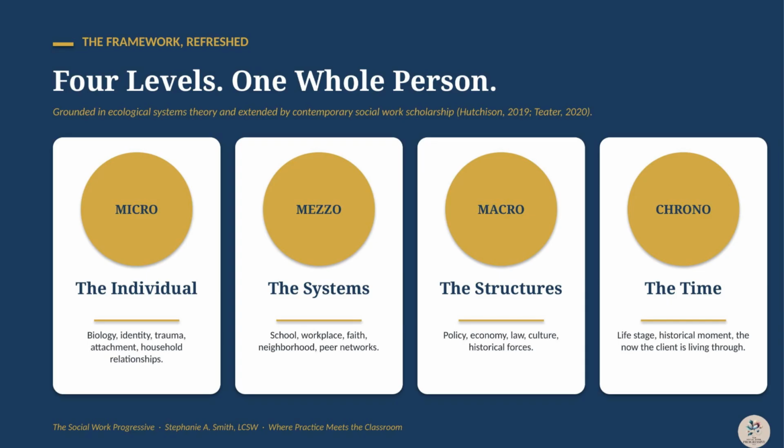Quick refresher, because even advanced practitioners benefit from it. Micro is the individual and their closest relationships. Mezzo is the groups and institutions they move through. Macro is the policies, laws, economies, and cultural forces shaping what is possible. And chrono is time, life stage, history, the moment the client is living through. This four-level view has roots in Bronfenbrenner's ecological systems theory, and it has been adapted and extended by social work scholars like Hutchison, 2019, and Teeter, 2020, to reflect contemporary practice realities.